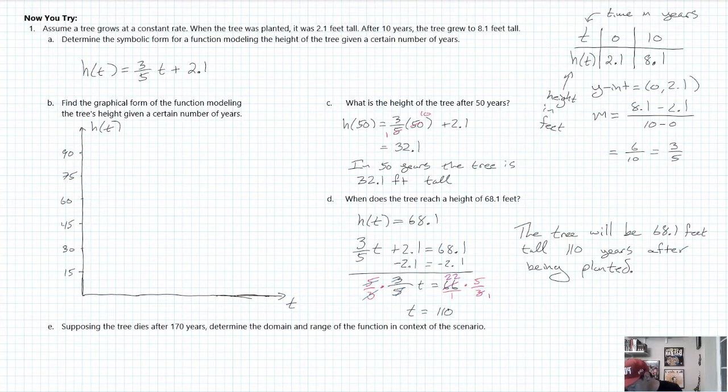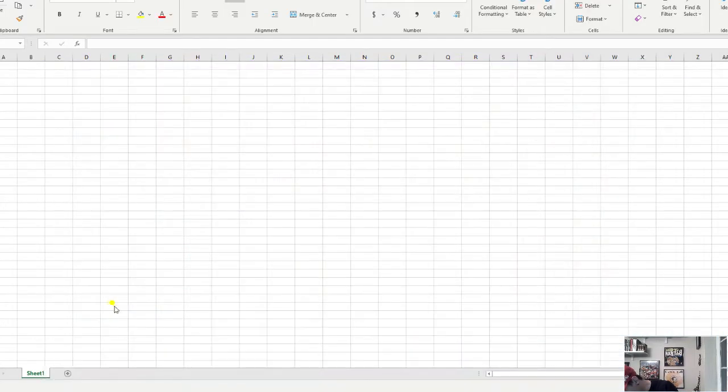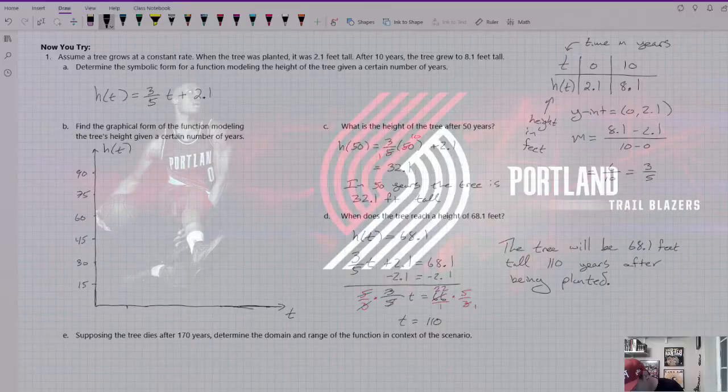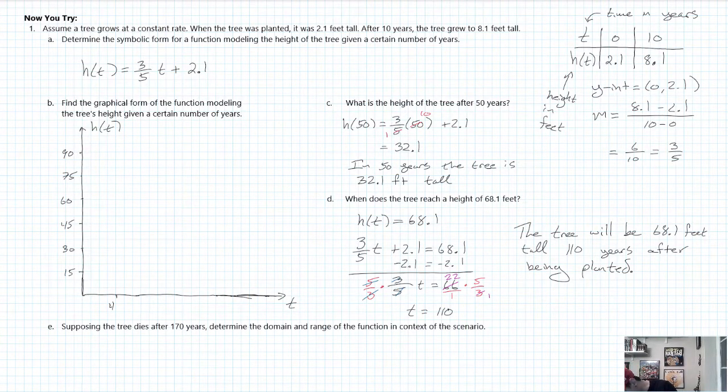And I'm actually noting in part E, it says, supposing the tree dies after 170 years, determine the domain and range of the function in context of this scenario. So the time that we want to look at is 170 years. So if I go and say 40 years, 80, 120, and 160. That's not a bad scale.